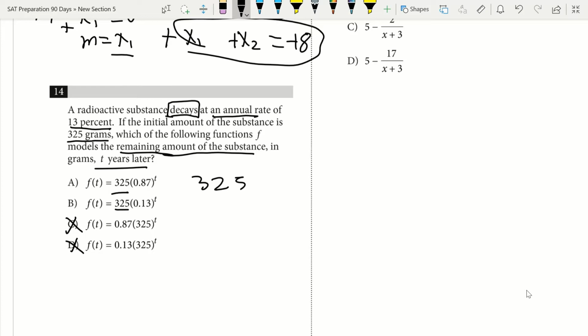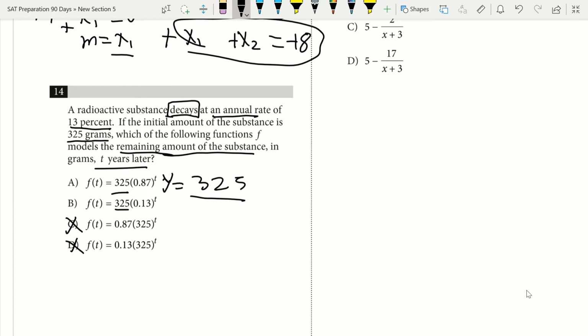Keep in mind that you should have the equation for radioactive decay and radioactive growth, the growth and decay model. You should have that in your notes already from the equation week. So our initial starting value is always going to be, in this case, 325, right?